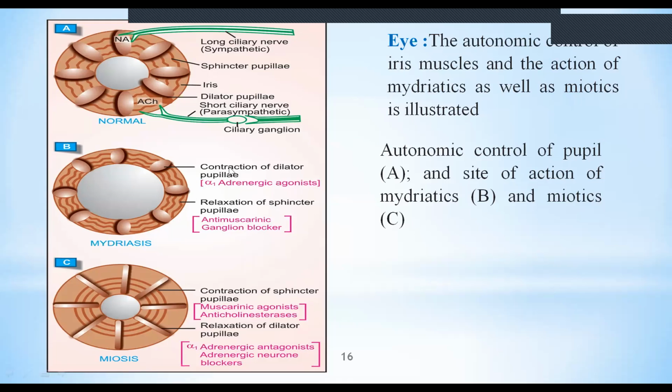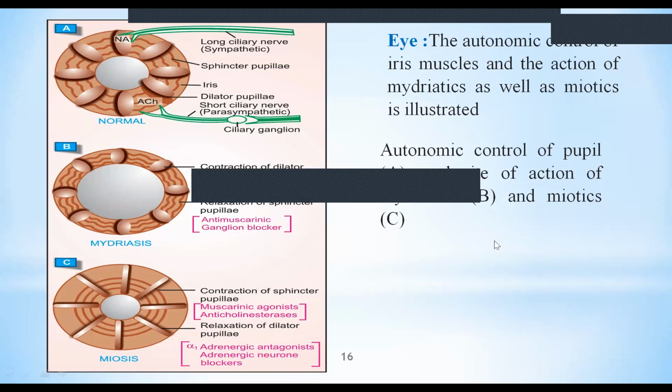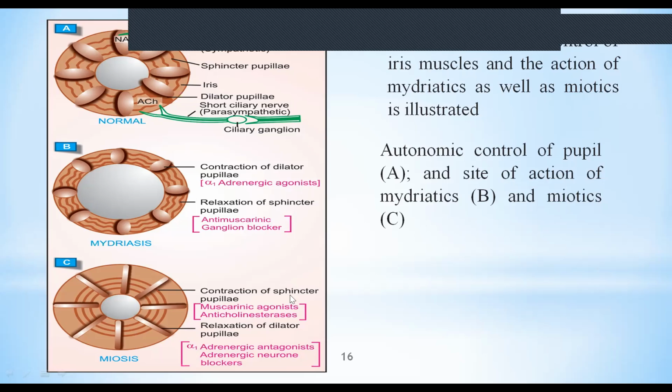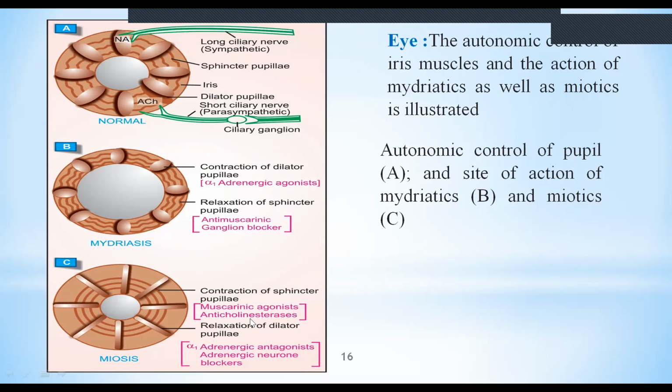system. The miotic action is caused by the contraction of sphincter muscles under the control of muscarinic agonists and anticholinesterase agents, and the relaxation of the dilator pupillae by the alpha adrenergic antagonists. So they are going to ultimately cause miosis. Mydriasis and miosis are opposite things, and accordingly the drugs can be designed as the mydriatic or miotic action is required.